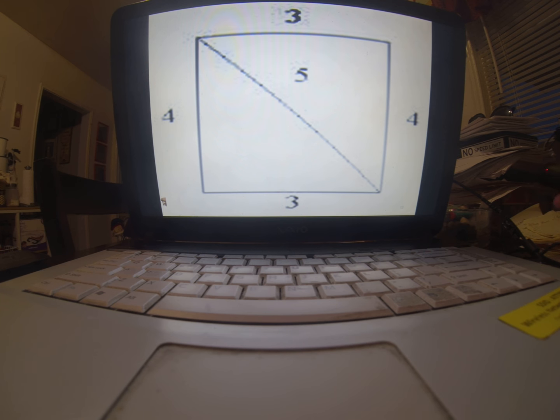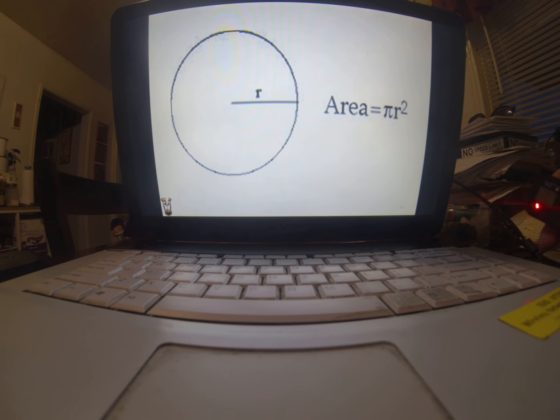And once they're done working with this, since it's just plug and chug, we go along with the circle, finding the area of a circle. I will give them, for example, a circle with radius 3, and they need to find the result of the area for a circle with radius 3.